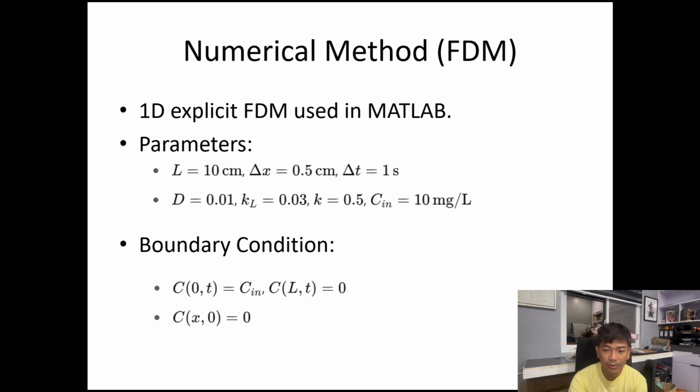The model is solved using the finite difference method, or FDM, with an explicit scheme. We discretize time and space, apply boundary and initial conditions, and simulate concentration profiles in MATLAB. Stability is ensured by keeping the ratio of delta t over delta x squared less than 0.5.